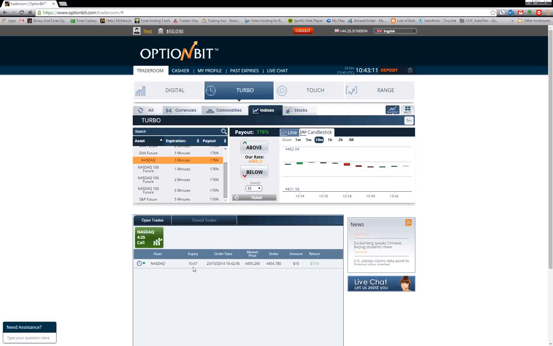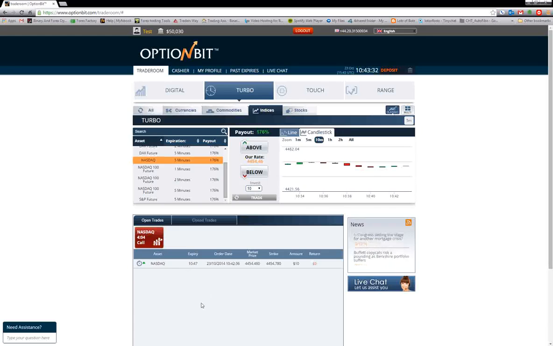Expiry is going to be 10:47, so this is not similar to Markets World where it waits to the end of the candle and then starts. This is an immediate 5-minute countdown. If you're in the money, it stays green here, and as you can see, return went to 0 because it's now out of the money. And we'll let this one run.